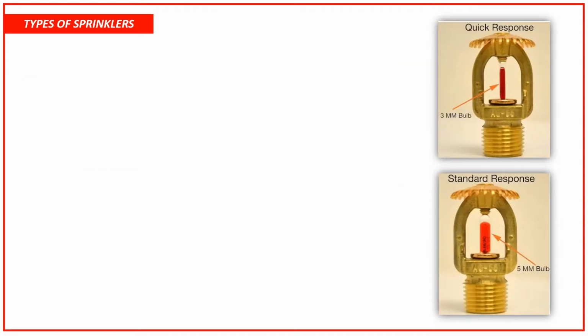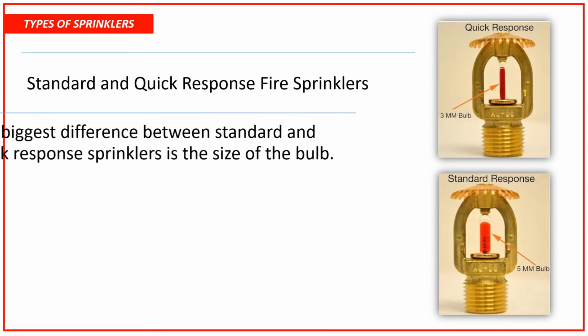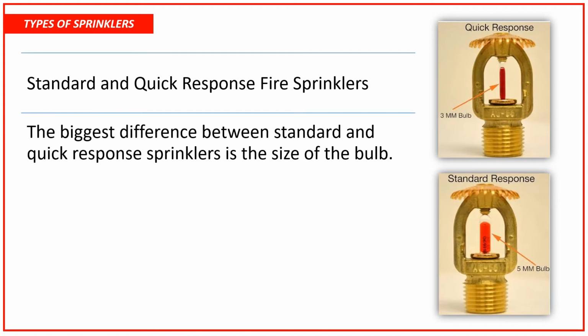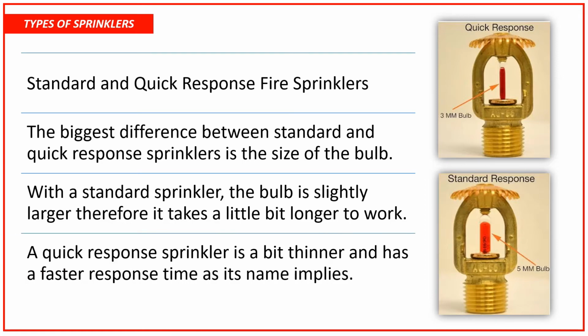Next one, types of sprinklers. There are two types of sprinklers, standard and quick response. The biggest difference between standard and quick response sprinklers is the size of the bulb. With a standard sprinkler, the bulb is slightly larger, therefore it takes a little bit longer to work. A quick response sprinkler is a little bit thinner and has a faster response time as its name implies.